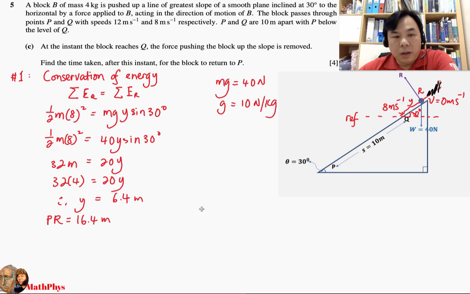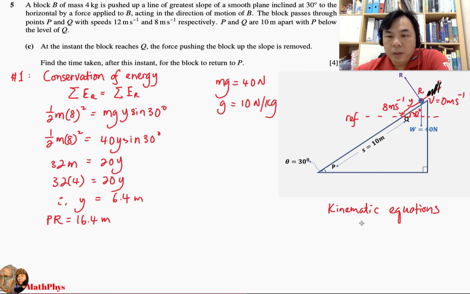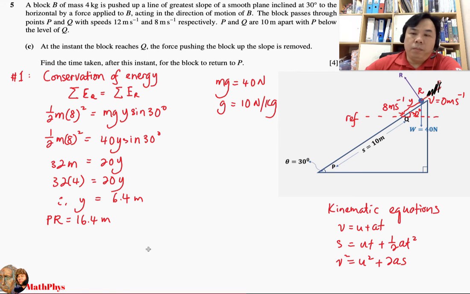16.4 meters. And then in order to figure out how long it takes to actually move down from here to here, we're going to use the kinematic equations. I'm going to write down the kinematic equations one more time. That will be v equal to u plus at, s equal to ut plus half at square, or v square equal to u square plus 2as. Since we are interested in time itself, all right, we can actually use this. So use this distance.